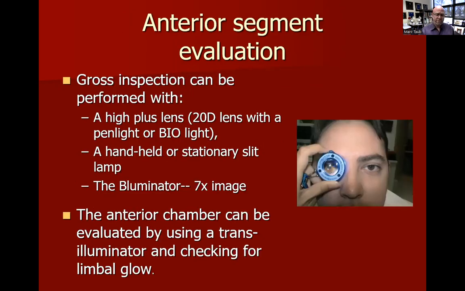For your anterior segment evaluation, I tend to use my 20D lens plus just a transilluminator light. Really, the most important thing is you're looking just to make sure that you're not going to close the angles. Very, very rarely is there very much going on anterior segment wise. This is a product called the Bluminator, and you can either get it in blue light or white light, and it's a 7 times magnification. As I said, I just use my transilluminator and my lens.